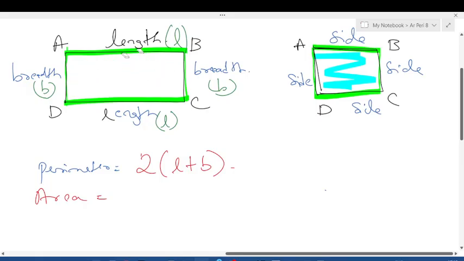So area formula is different. The area for rectangle. Do you all know what's the formula for area of a rectangle, students? Yes, length into breadth. Make a note of this. Length into breadth.